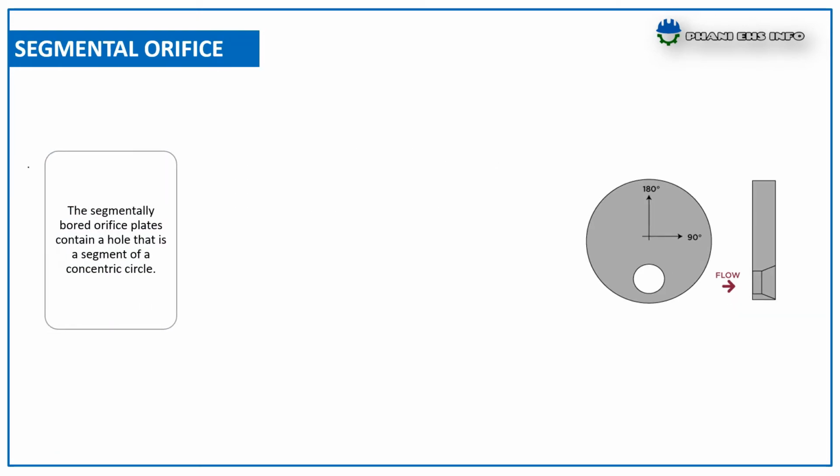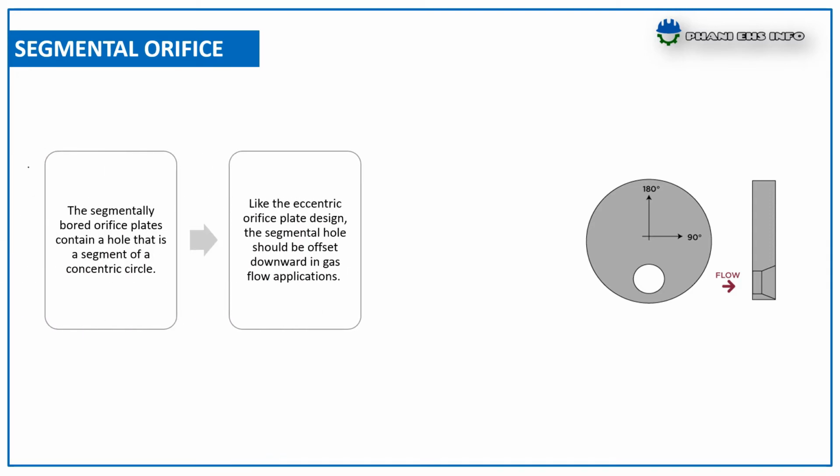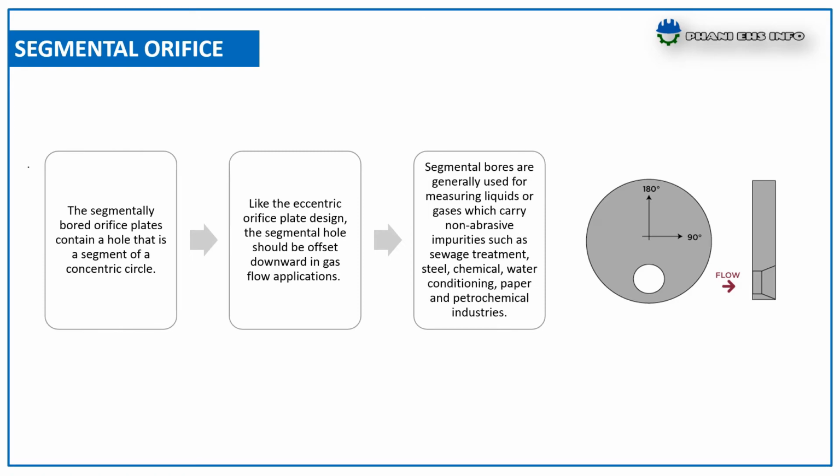Third one, segmental orifice. The segmentally bored orifice plates contain a hole that is in a segment of a concentric circle. Like the eccentric orifice plate design, the segmental hole should be offset downwards in gas flow applications. Segmental bores are generally used for measuring liquids or gases which carry non-abrasive impurities such as sewage treatment, steel, chemical, water conditioning, paper, and petrochemical industries.